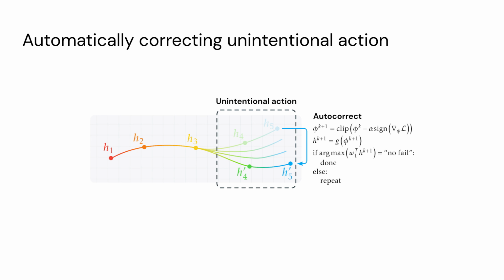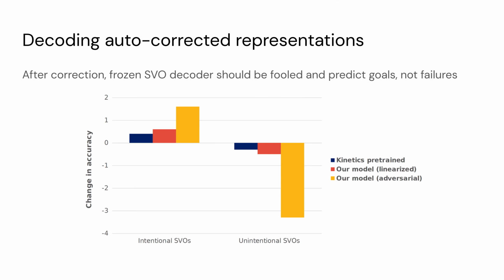Finally, we show an application of our model in automatically correcting unintentional errors in video. We do this by moving videos back onto the manifold of intentional action using model gradients in latent space. Corrected latents can then be decoded via retrieval or pre-trained predictors. If our autocorrect process works successfully, it stands to reason that the frozen goal predictor should be more likely to output the goal ground truth and less likely to output the prediction of what went wrong. Our gradient-based autocorrect outperforms all other approaches in fooling this goal predictor.